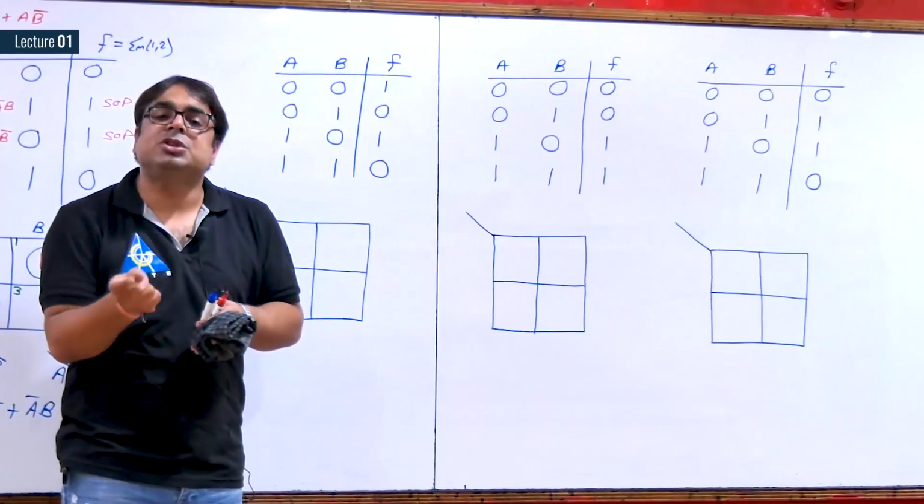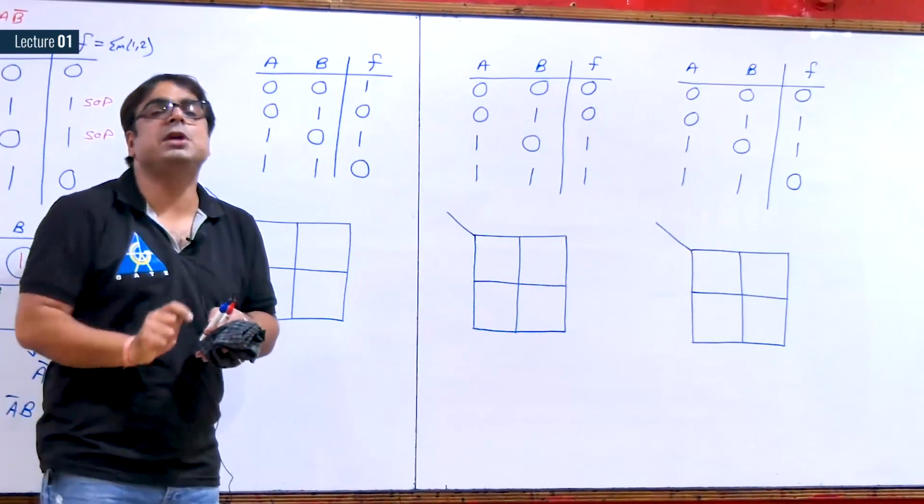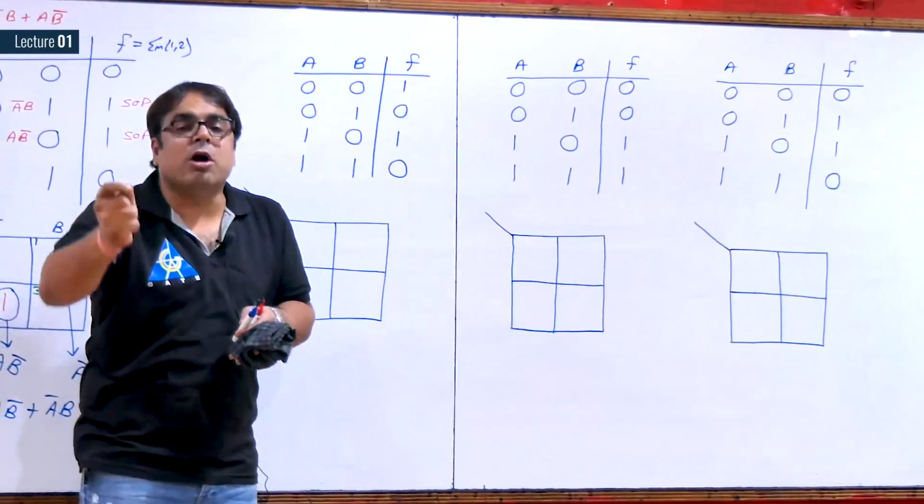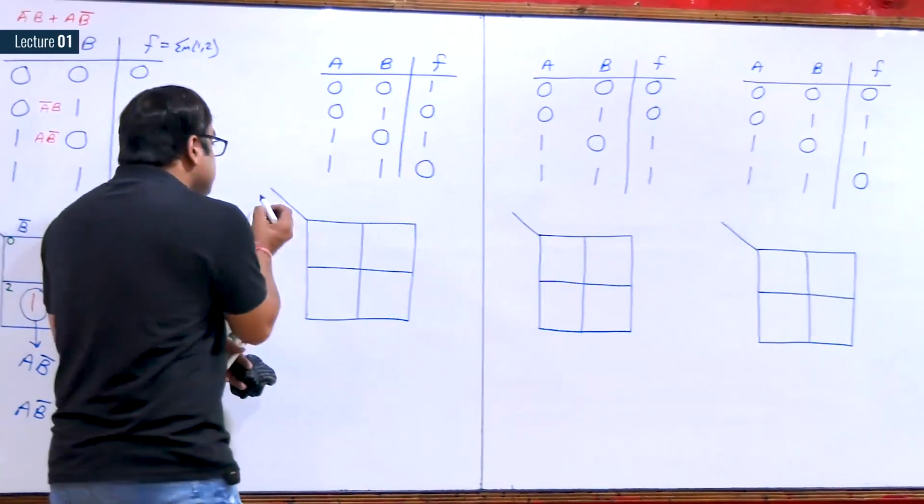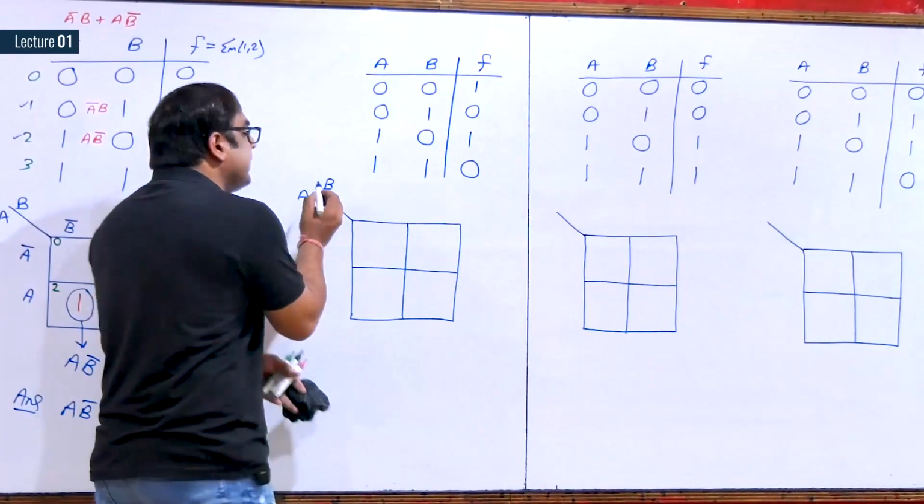Now what change will not be there in POS? I mean, what is common in SOP and POS? Please see, the common part in SOP and POS is that this side is A and this side is B.